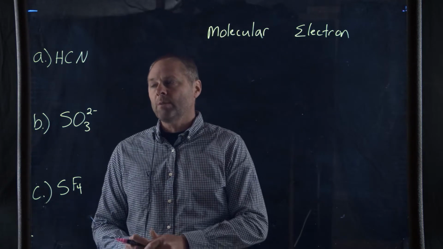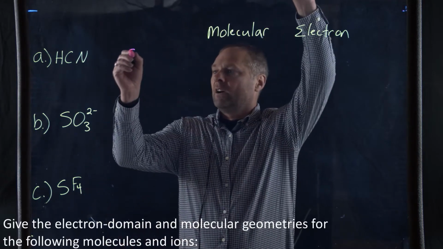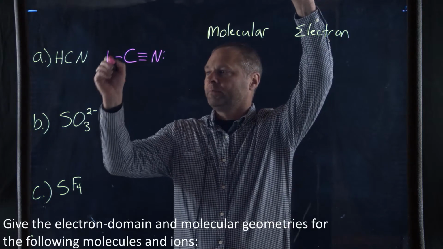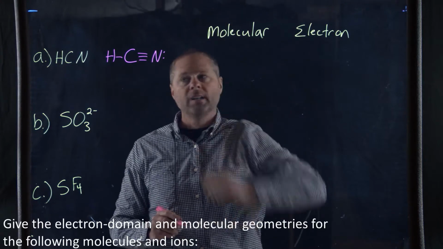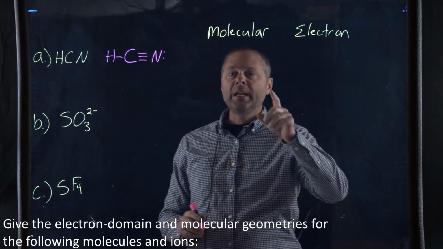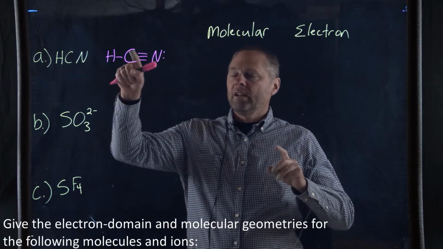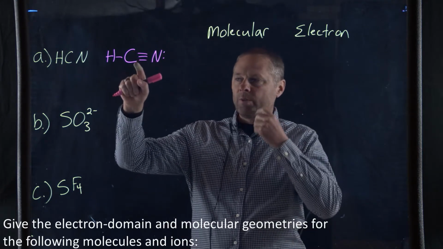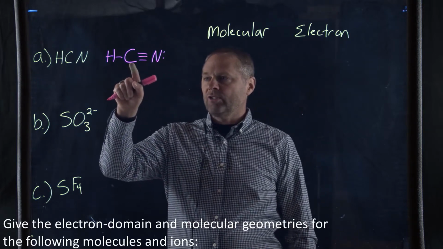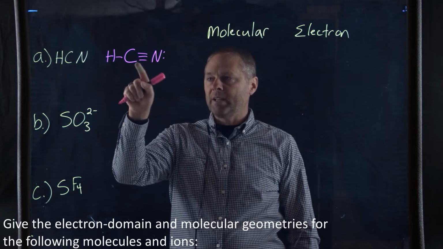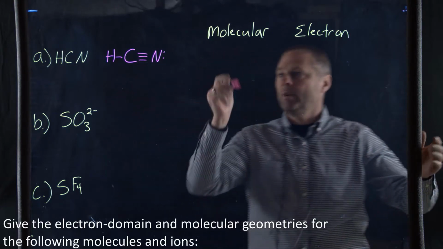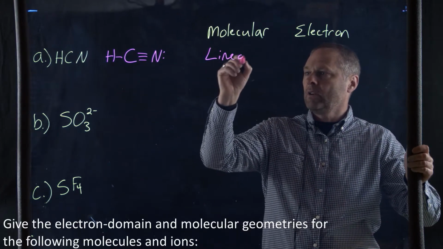And so for the first example, we've got hydrogen cyanide. Carbon is going to be the central atom. It's going to be triple bonded to a nitrogen, and then it's going to be singly bonded to a hydrogen. Now, for the molecular geometry, you always want to focus on the central atom. If we look at our central atom, it's going to have basically two domains. Here's a domain, there's a domain, and it doesn't have any lone pairs on the central atom. And so this becomes linear.